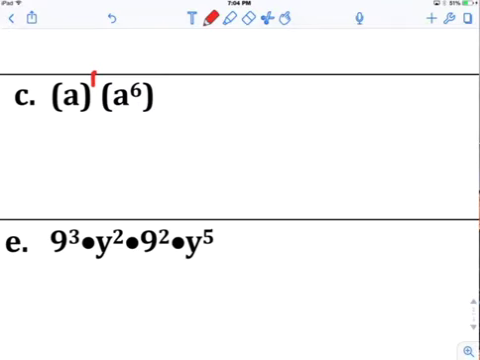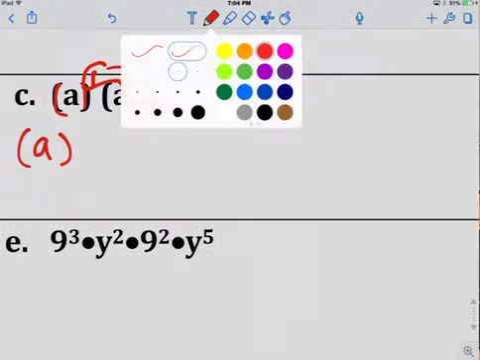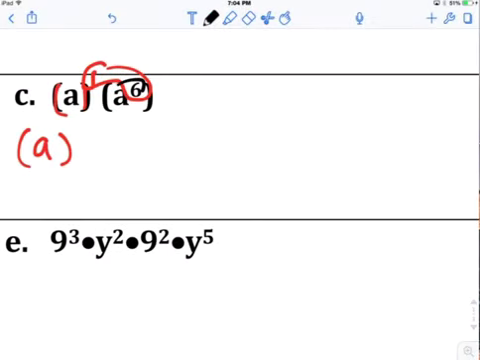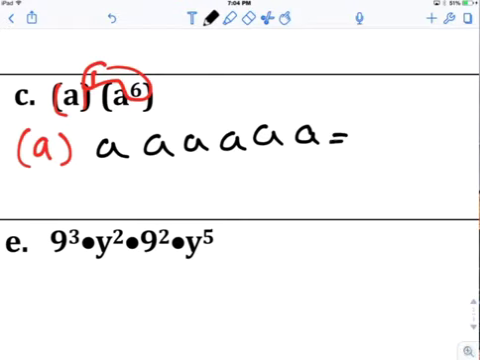Okay, so this, again, if there's no exponent, there's the 1 right there. So basically 1 plus 6 is 7, so a to the 7th. This one has 1 a. The second one has 6 a's. Because it's a positive variable, altogether you have 7 a's, so a to the 7th. Or you just add the 2, a to the 7th power. That's your answer.